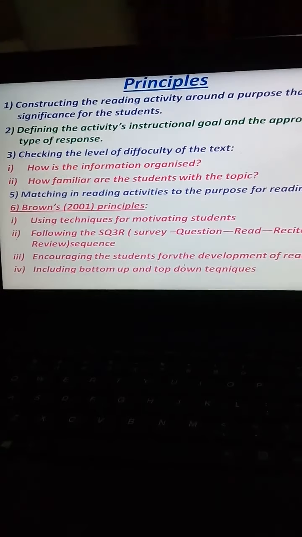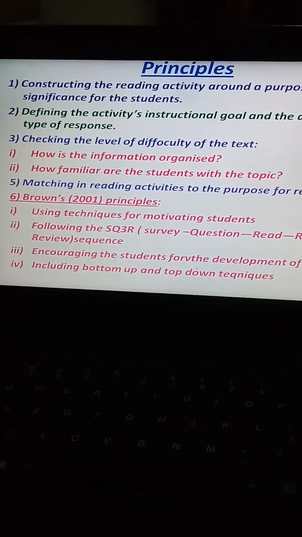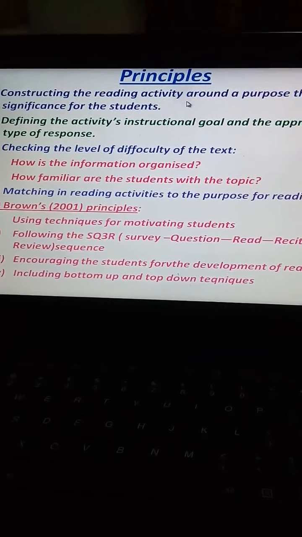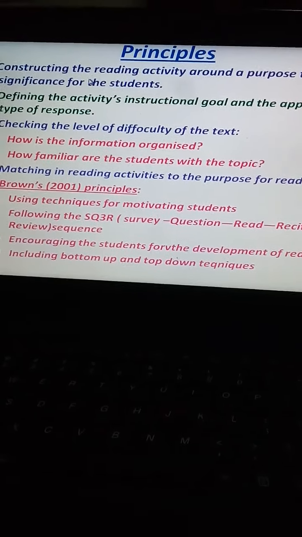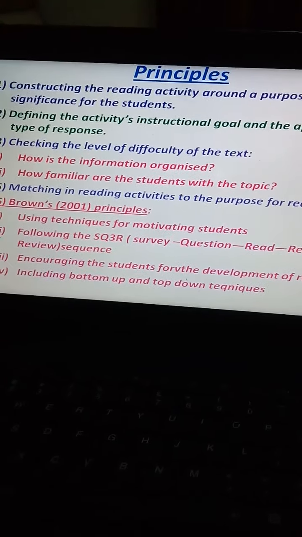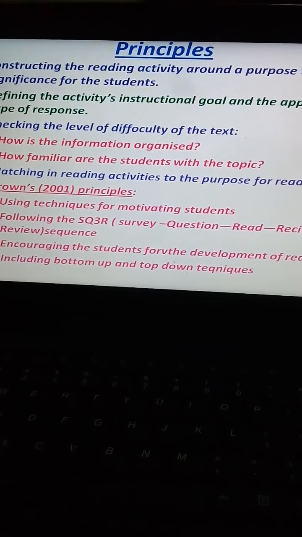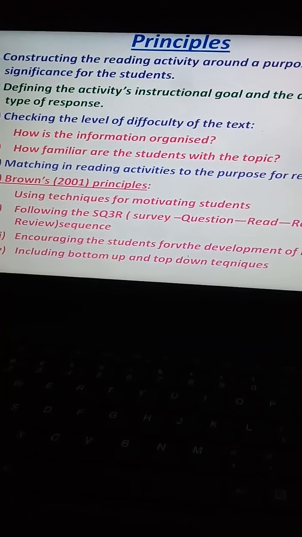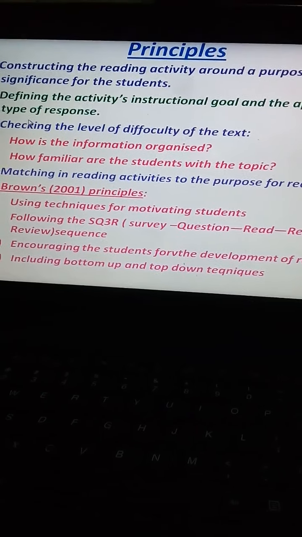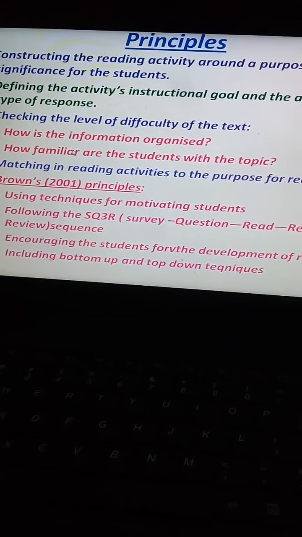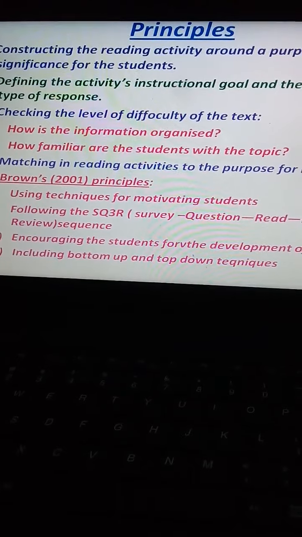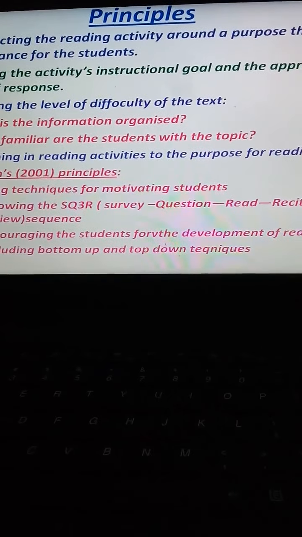So now I'm going to talk about the principles of teaching reading skills. Number one is constructing the reading activity by the teacher around a purpose that has significance for the students. So the structure should be significant for the reading activity, and they should define the activity's instructional goal and the appropriate type of response. Number three, checking the level of difficulty of the text. For example, the teacher should think about how the information is organized or how familiar the students are with the topic. They should match the reading activities to the purpose for reading.